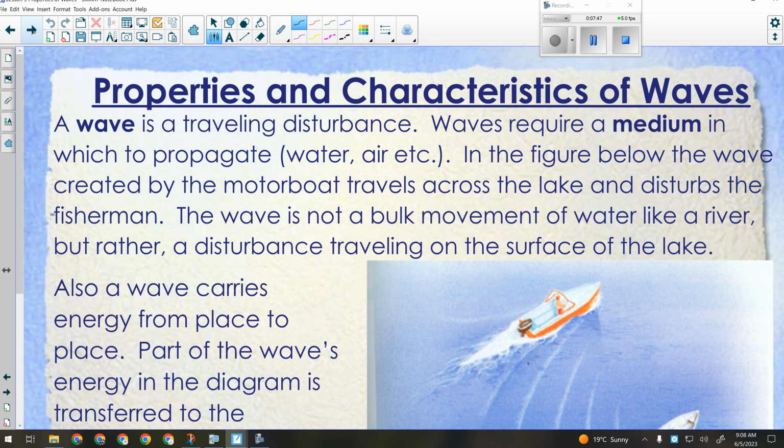But as it gets closer to shore, what happens to the depth of the water? It gets shallower. Now, here's the thing about waves. The depth of the water is a property of the water, okay? And the properties of the medium the wave is traveling in influence its speed. So as the depth of the water decreases, so does the speed of the wave. Now here's the problem with that. The front of the wave slows down before the back of the wave.